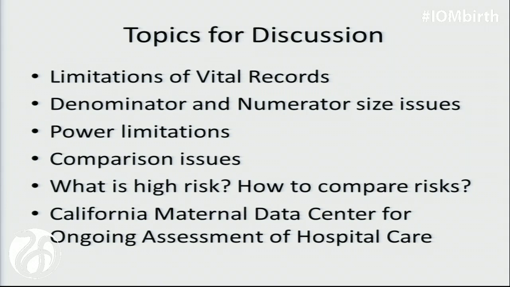We're going to discuss how to use data for the analysis of these types of issues, and it is not going to be easy. The limitations of vital records, the denominator and numerator difficulties, power limitations, and comparison issues that have come up all day yesterday and already today. One of the keys is what is high risk. That's been poorly defined, and who is high risk for what, and then how to compare different groups at their risk level. Then we're going to end with a discussion of what we're using in California for ongoing assessment of hospitals, the 98% of births that happen in the United States.